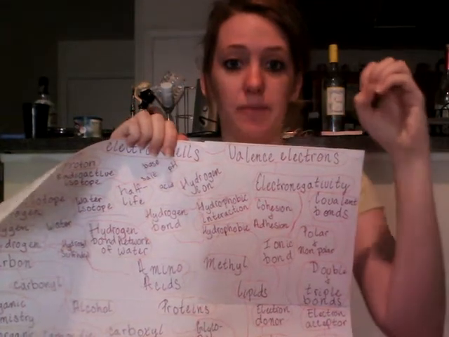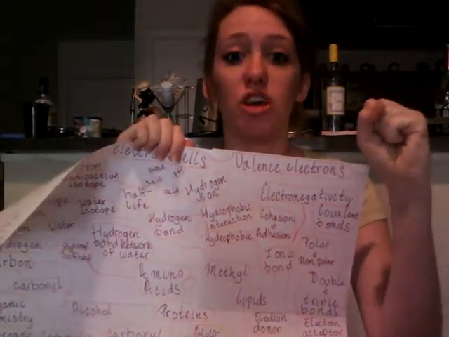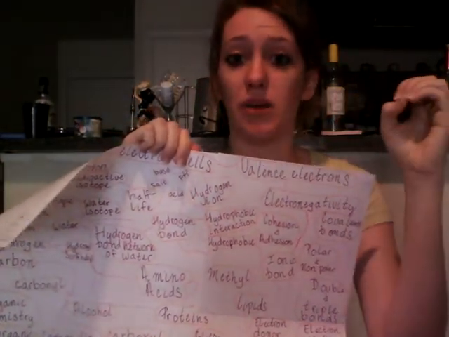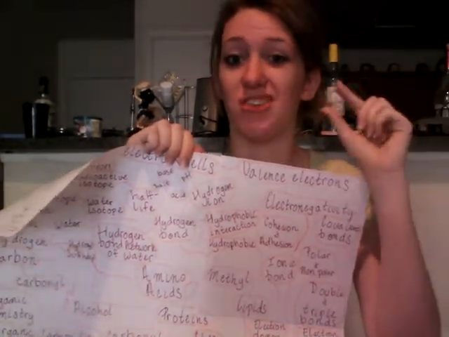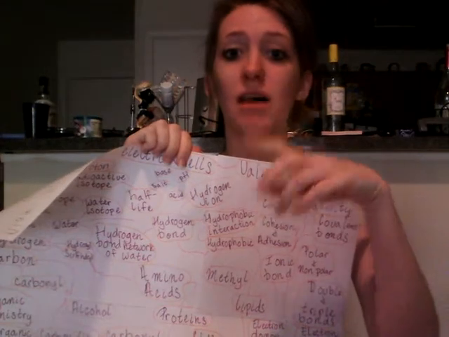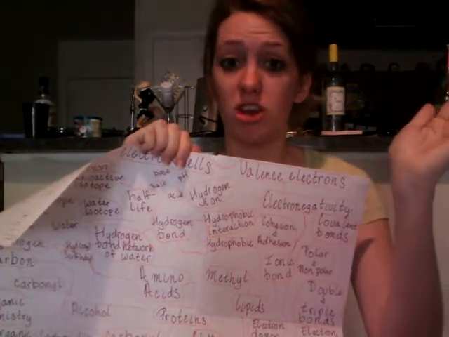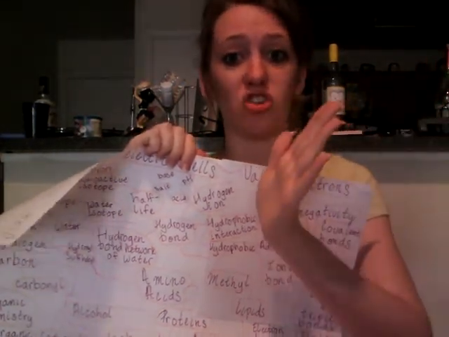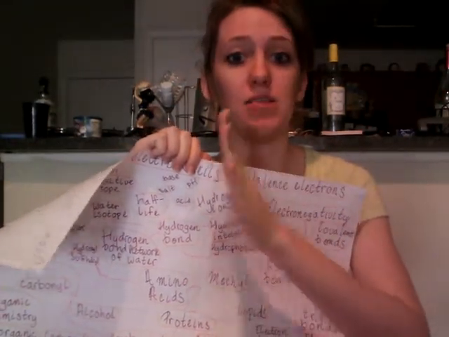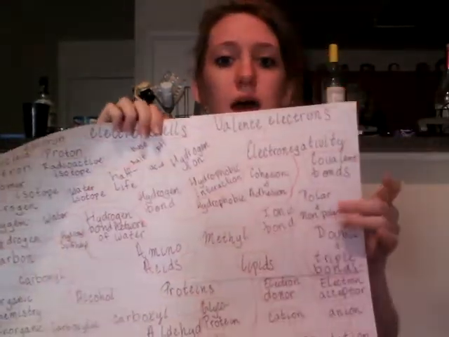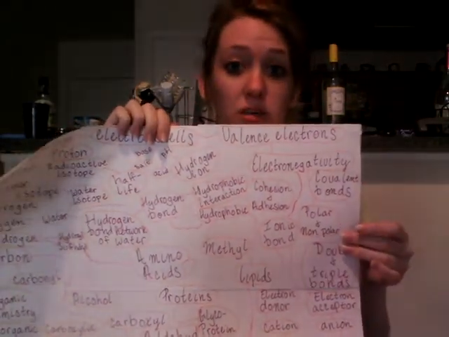So the oxygen is more electronegative than the hydrogens. So it takes those 2 electrons just a little bit more than the hydrogen does. And that makes the oxygen slightly negative and the hydrogen slightly positive. So they have poles. Nonpolar is when they're shared completely equally.